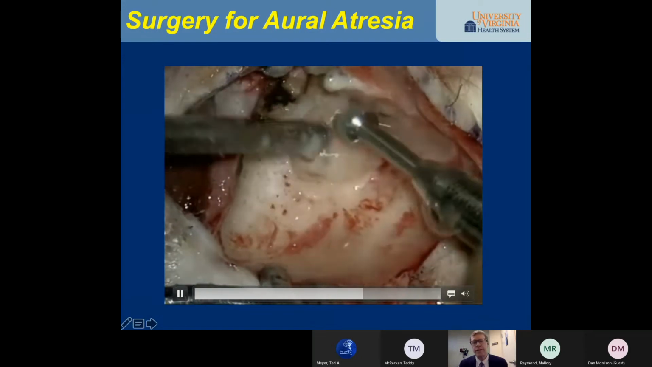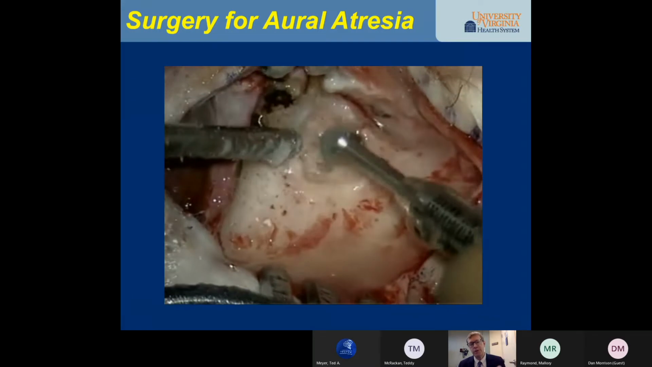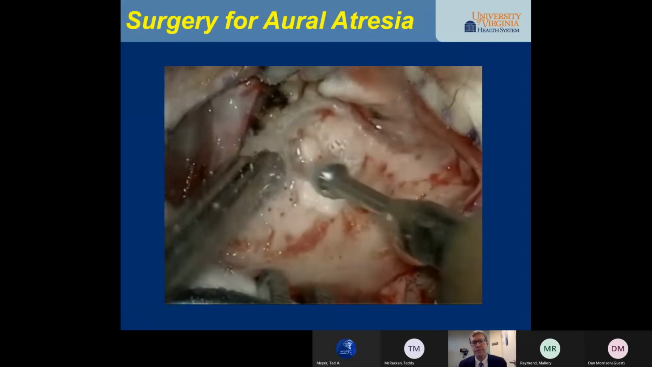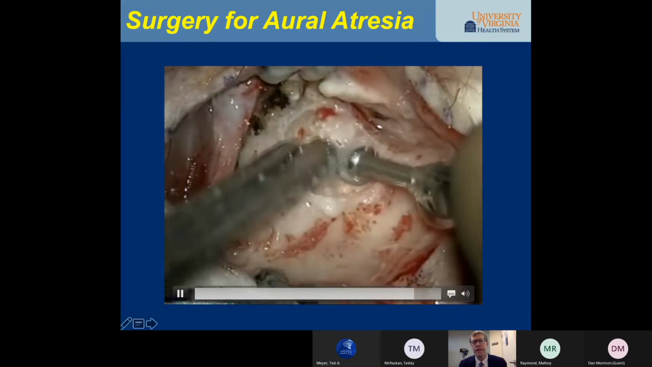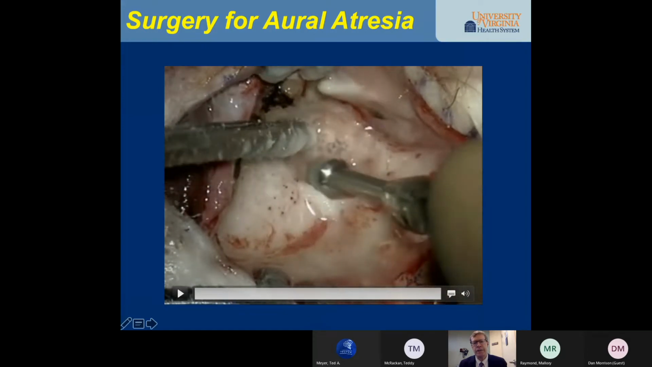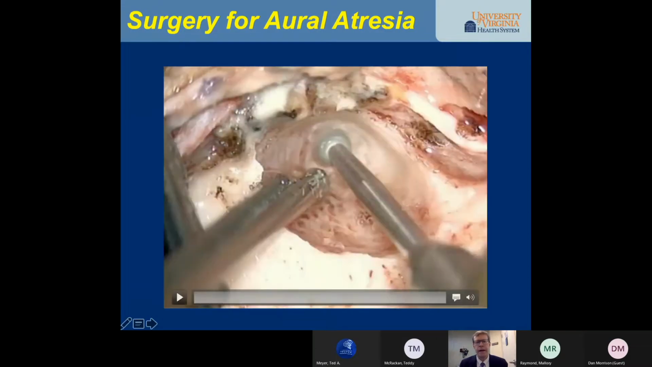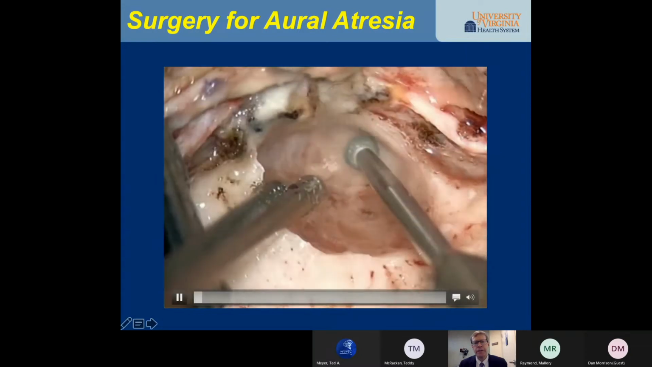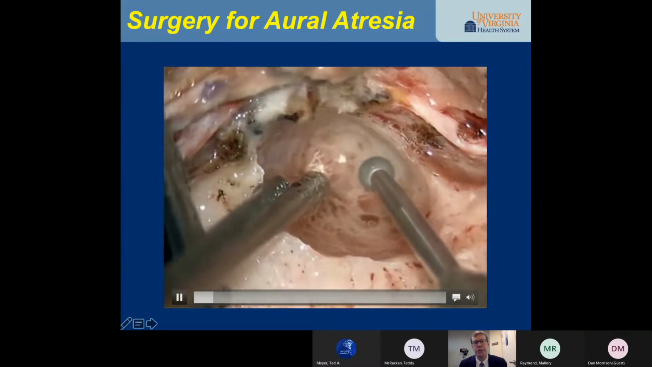And once I've identified the tegmen, then the drilling goes more medially. But it's critical to thin the glenoid fossa. See, it's not even that thin here, but I'm going to thin it and find the tegmen. All right, so now I've identified the tegmen up here. You can see there are no air cells. It kind of has that bluish hue to it.